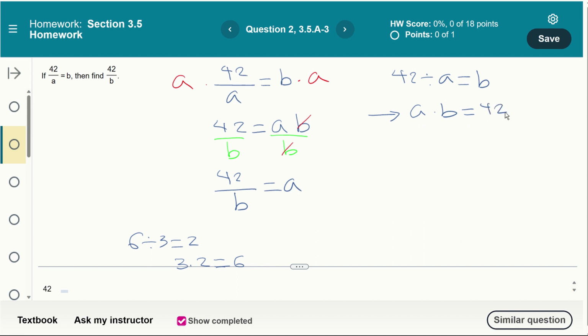And now, since you want to know what 42 divided by B is, you would go ahead and divide both sides by B. And you would end up with 42 divided by B. Once again, these B's cancel out. You would end up with A. So whichever path you take, they're both fine, and you'll get to the same result, okay? That's how you would handle something like that.